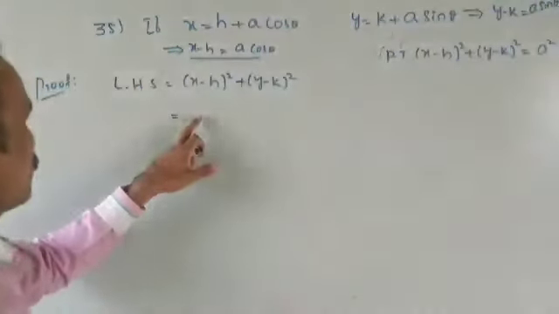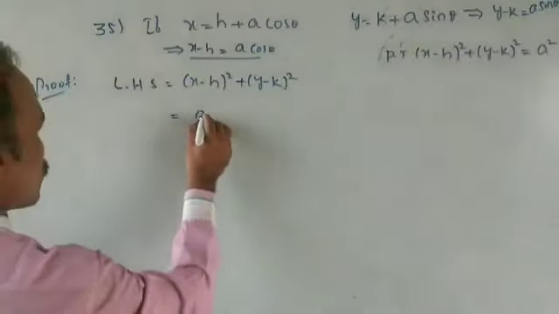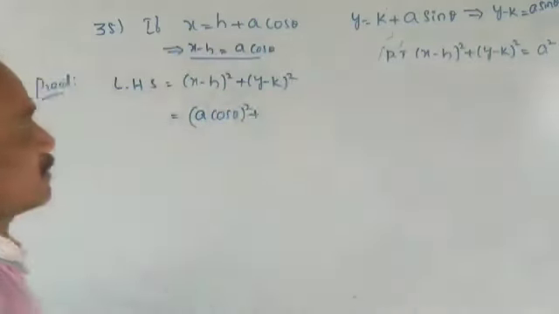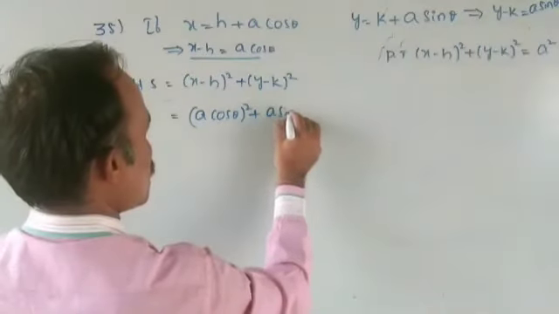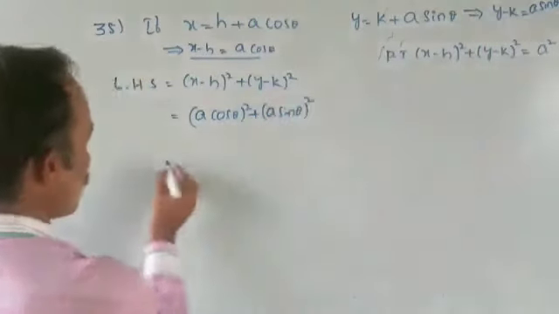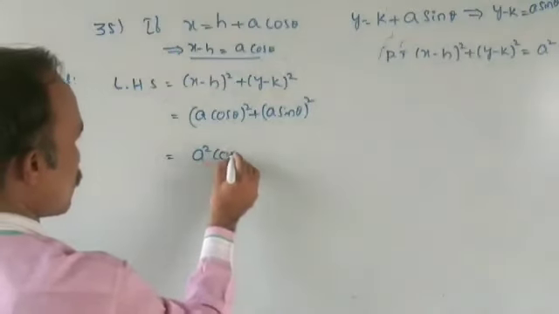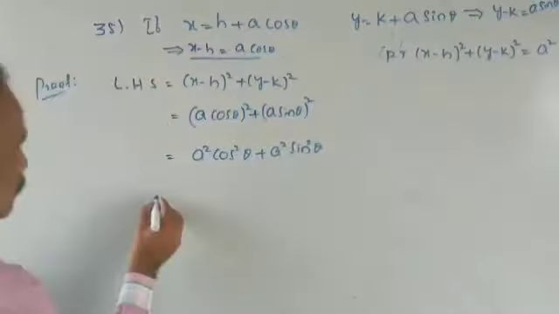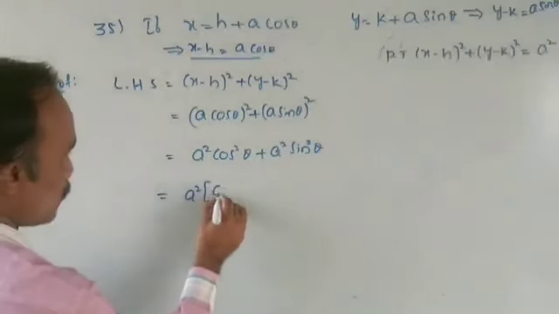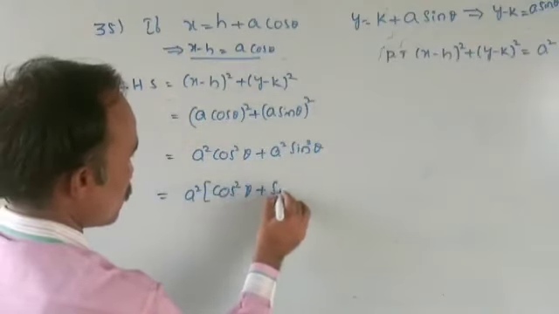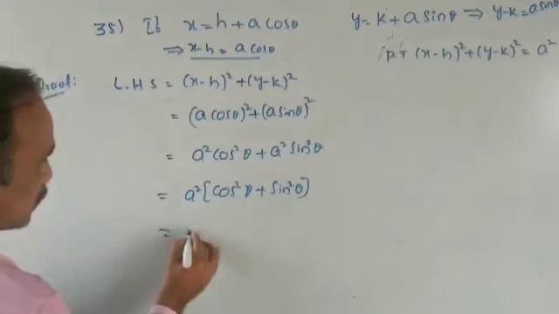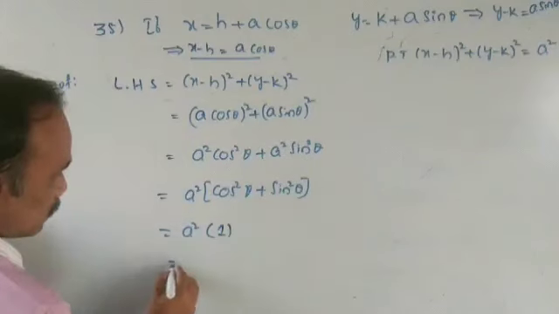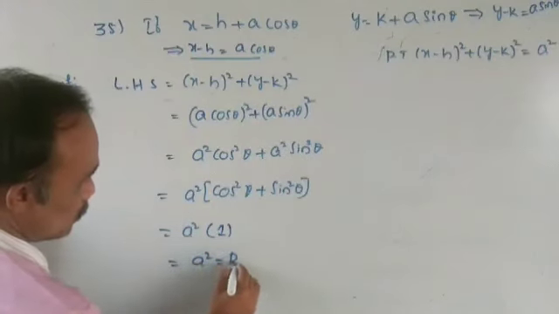That's correct. Now you replace here. X minus h is equal to a cos theta whole square plus y minus k, that is a into sin theta whole square. Now make it square. So a square cos square theta plus a square sin square theta. Now a square is common, remaining cos square theta plus sin square theta. Again by using the identity, the value of cos square theta plus sin square theta is equal to 1. So this is equal to a square into 1, a square.